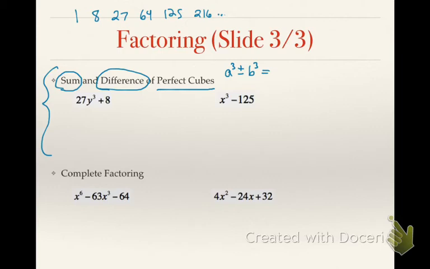So you always take the cube root of both and keep the signs for the first factor, for the binomial factor. And then you're going to have a trinomial factor, where you're essentially looking at the binomial factors that you got, these two values right here. You're going to square it, change the sign so it's minus plus, multiply them together, so ab, and always plus b squared.